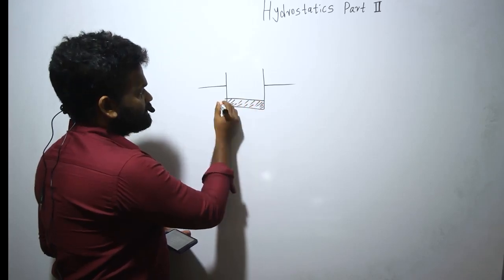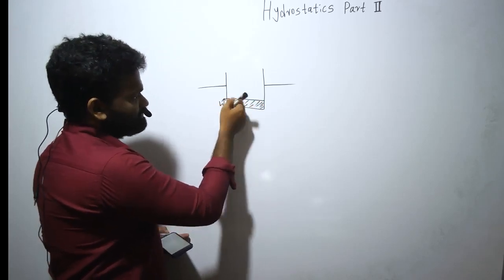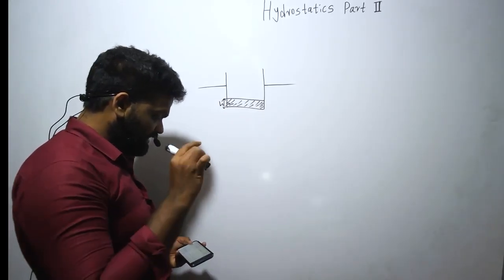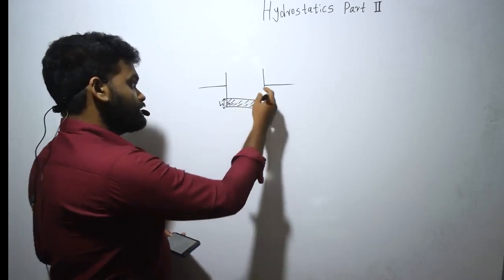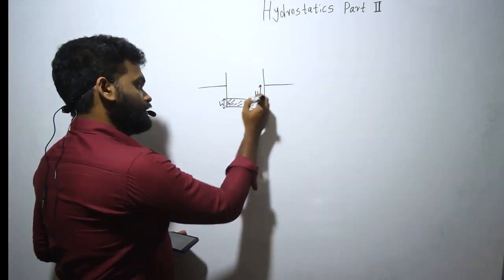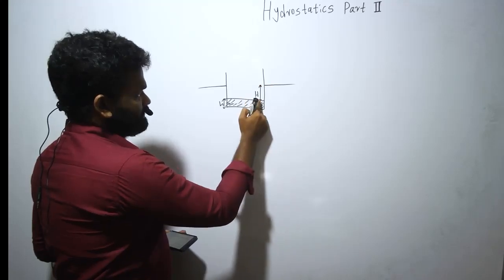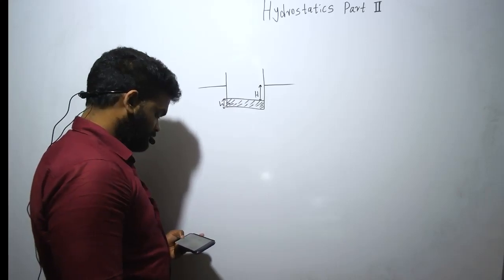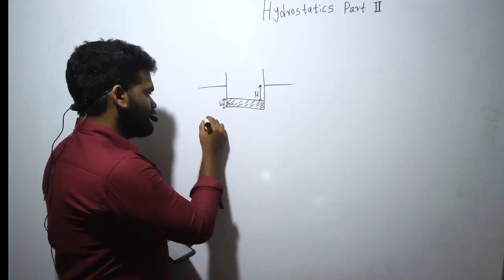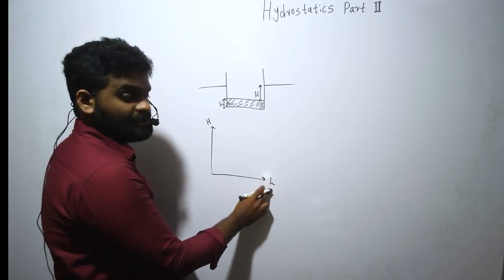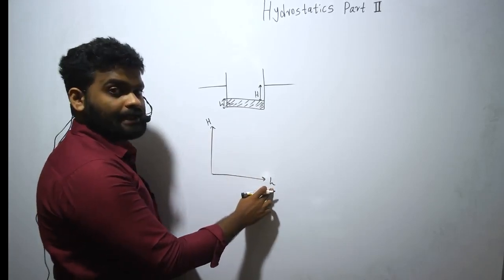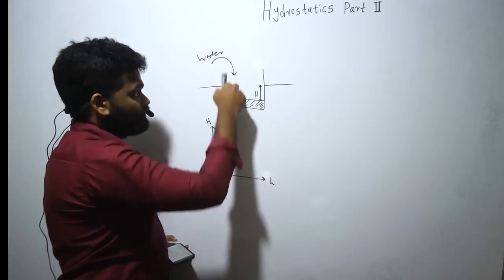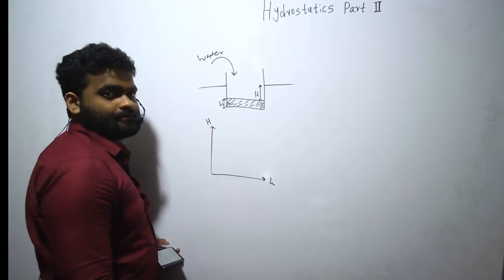So let's say there's water inside the vessel up to this level. Then capital H is this amount, the distance between the inside water level and the outside water level. In the graph, what they ask is the variation between small h and capital H. To increase small h, you need to add water so the water level inside increases, right?